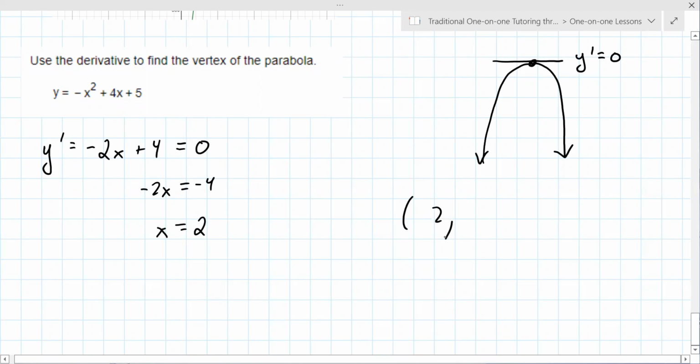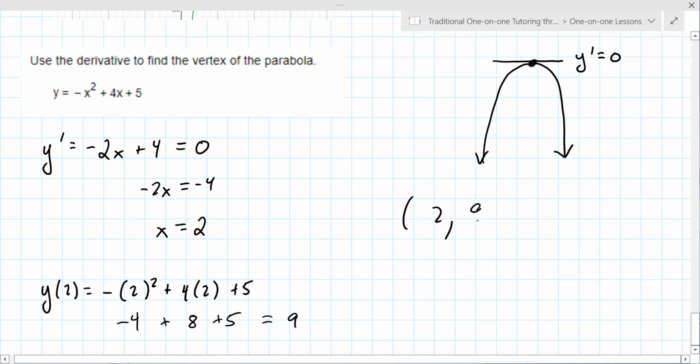And when you were learning college algebra, or you had an algebra 2 pre-calculus class, you would have taken that value and plugged it back in to the original function to find the y value. And that's all we do here. You just put 2 in for x: minus 2 squared plus 4 times 2 plus 5. So you square before you multiply, -4 plus 8 plus 5, and that is 9.